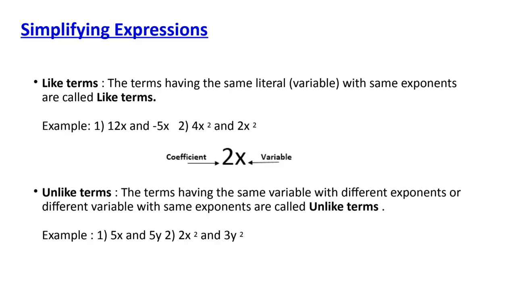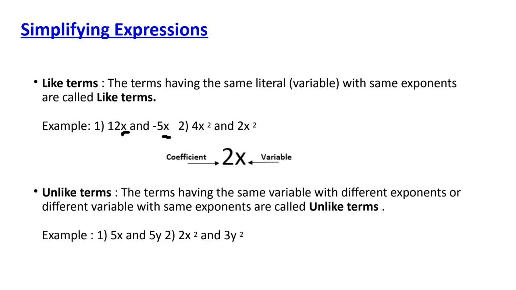The coefficient in front does not need to be the same. The coefficient can be anything. It'll just tell us what the overall answer is at the end. For example, if I have 12x and negative 5x, the x in both of these is the same. So we have the x here and the x here being the same, and so these are like terms.